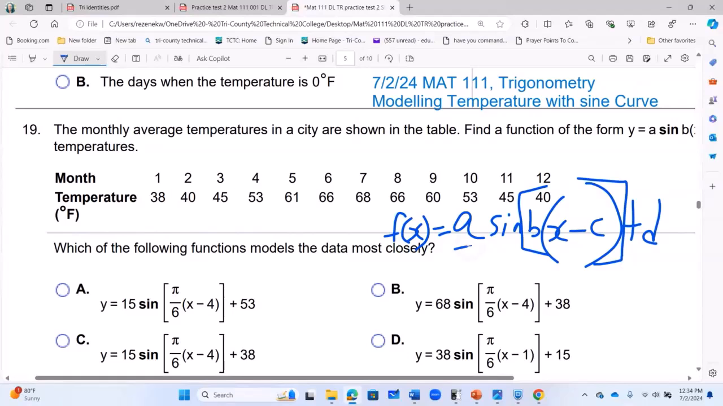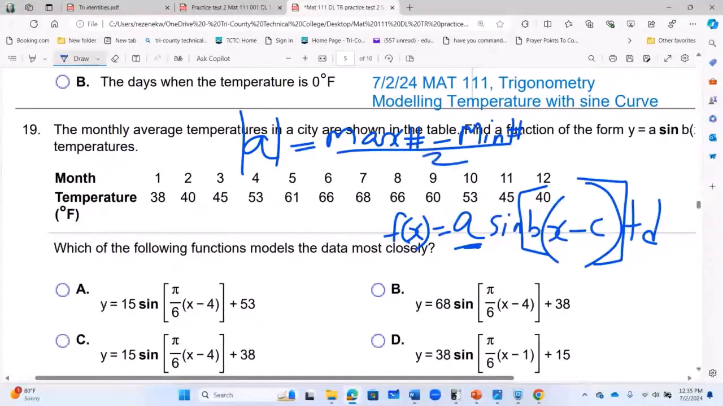All right, so the first thing you want to do is to estimate A. When you're given raw data, you can estimate the amplitude. So let's find the amplitude. The amplitude when I'm given raw data is equal to the mid-range. In other words, the range, maximum number minus minimum number, divided by 2.